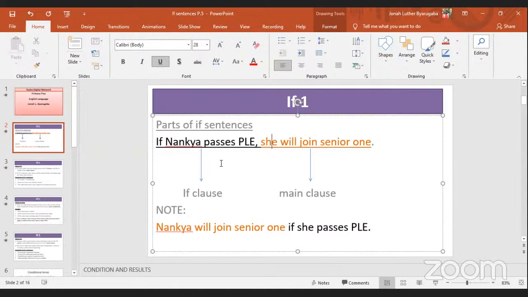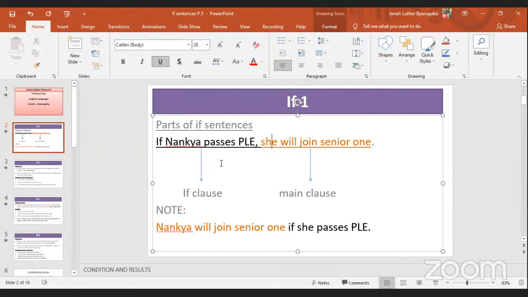This is what if two is about, that the if clause is expressed in the past tense. Is that clear? In if one, it is expressed in the present simple tense. In if two, it is expressed in the past simple tense. Is that clear? Yes, it's very clear.